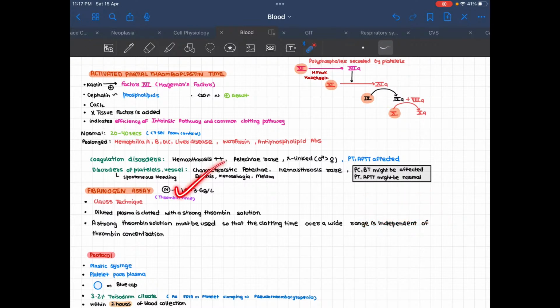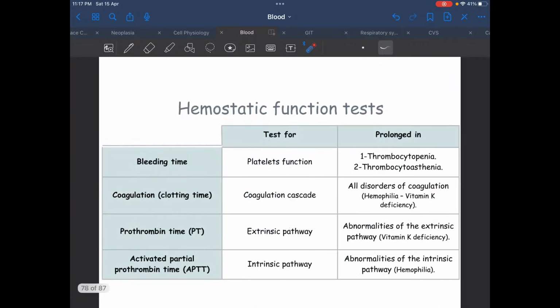Then we have something known as the fibrinogen assay, which we do through the Clauss technique, and through that we can take the measure of your fibrinogen present in the blood. Okay? Right. So we have discussed this. Bleeding time, however, is mainly a test of your platelet function. Okay? Coagulation time, when we say it, is a function of your coagulation cascade. Prothrombin time and APTT we have discussed. PT is for abnormalities of the extrinsic pathway, and APTT is for abnormalities of the intrinsic pathway.